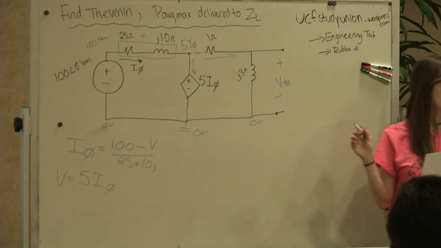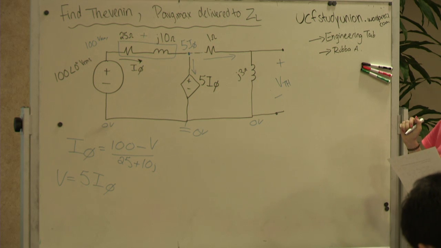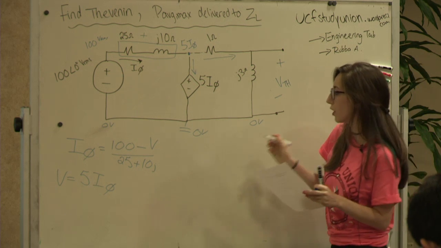Yeah? Sorry. So could we not solve for IO right there since we can plug that into a V? Just get IO. Oh, yeah. Huh.